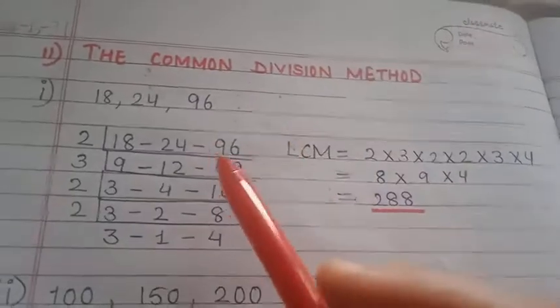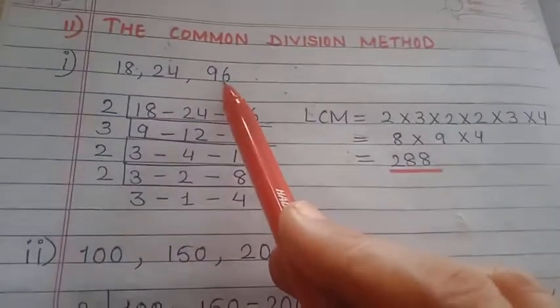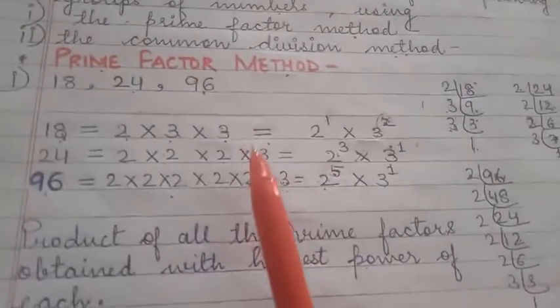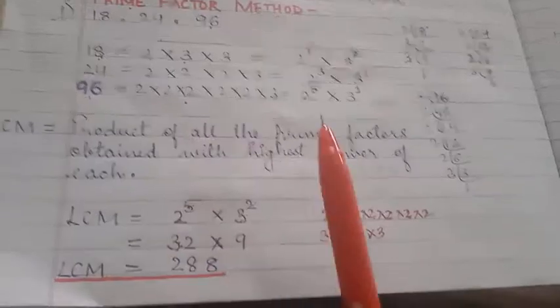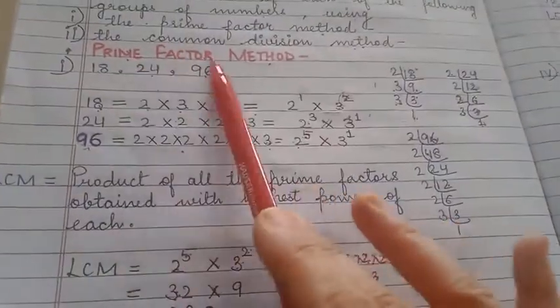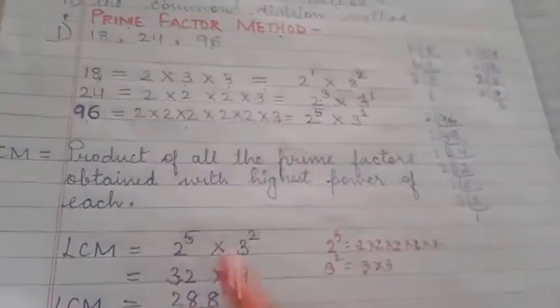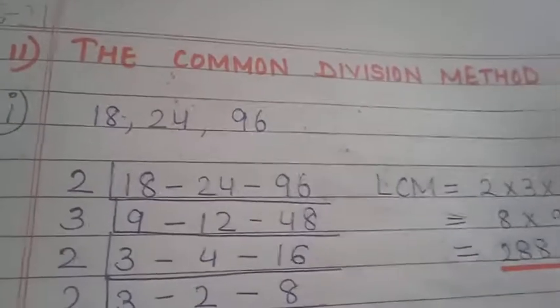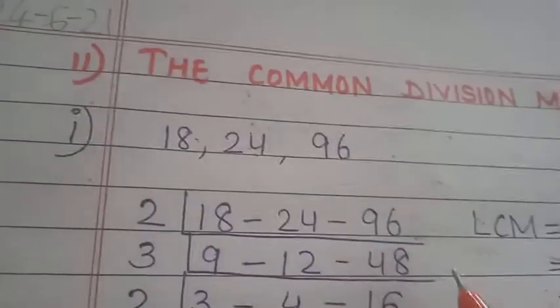So you can see here 18, 24 and 96 we had solved using prime factor method. So it was like this. Okay, and answer was 288. From prime factor method, answer was 288 and the method was this. Now same we have to use common division method, which is more convenient, right?